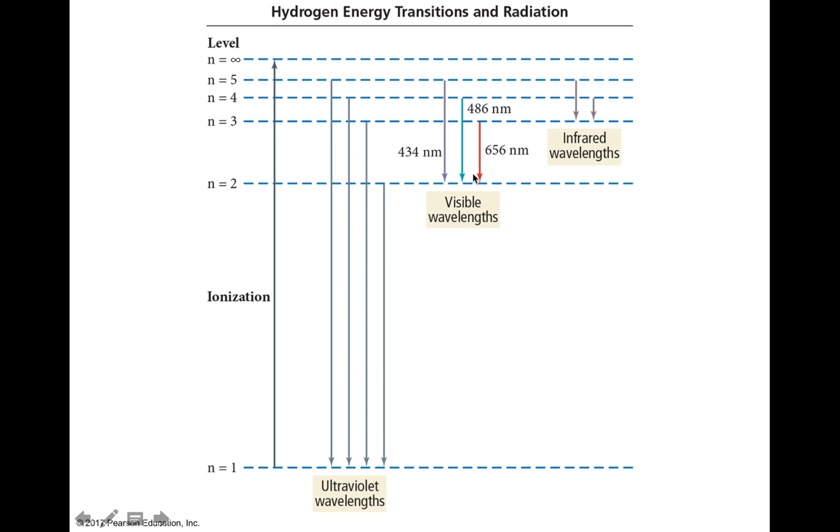And by the way, you may wonder why we're always dropping to 2. It turns out that there's kind of a big gap between 1 and 2. So any transition down to the first energy level, those produce very high energy photons in the ultraviolet part of the spectrum. And some of these transitions between, say, like 3 and 4 would produce very low energy in that infrared part of the spectrum.